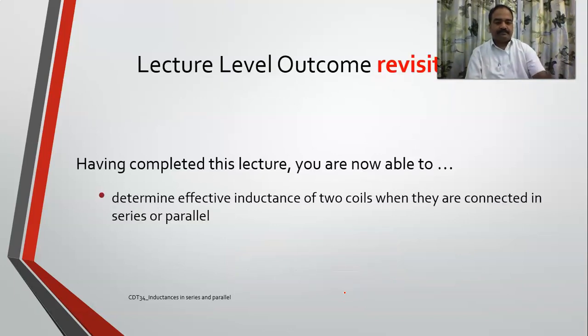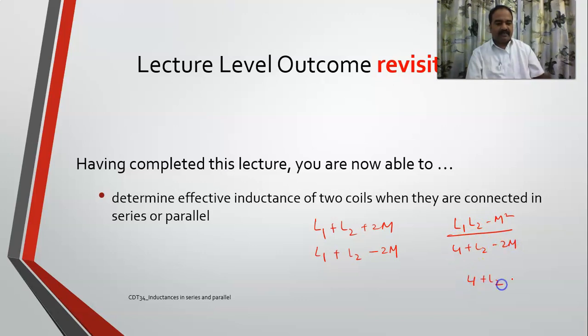Okay, so now I will write the four cases. If they are series aiding, it is L1 plus L2 plus 2M. If it is series opposing, it is L1 plus L2 minus 2M. If it is parallel aiding, it is (L1 L2 minus M square) by (L1 plus L2 minus 2M). If it is parallel opposing, these are the cases.